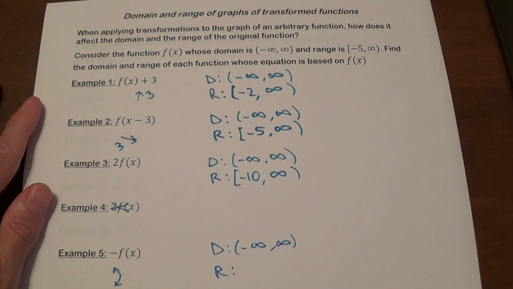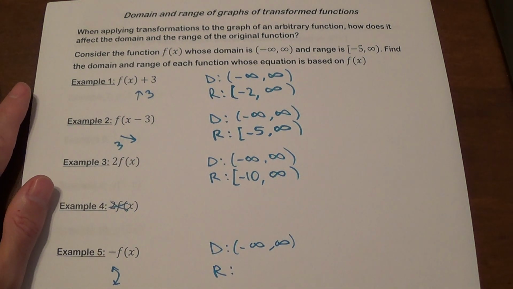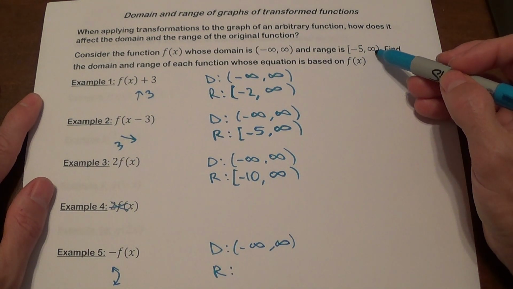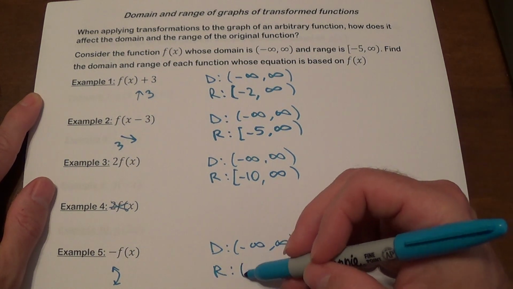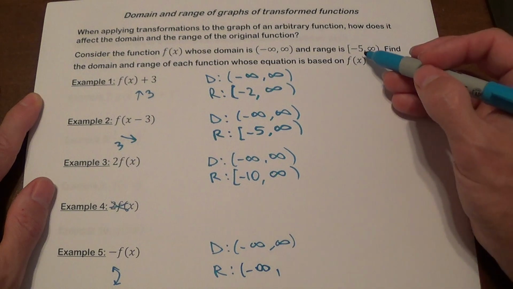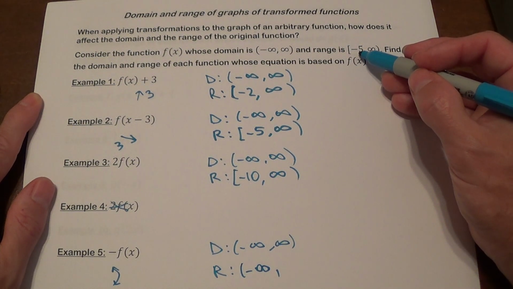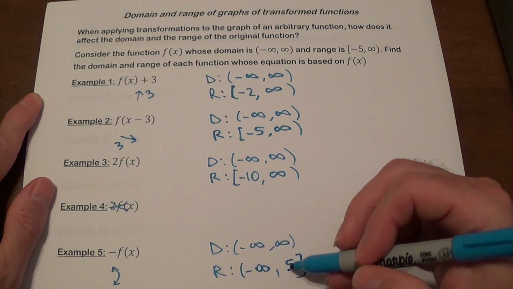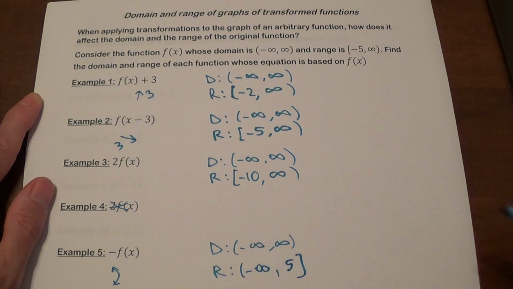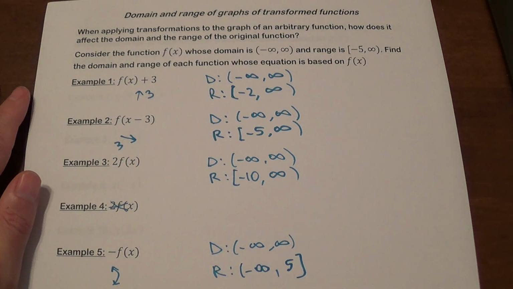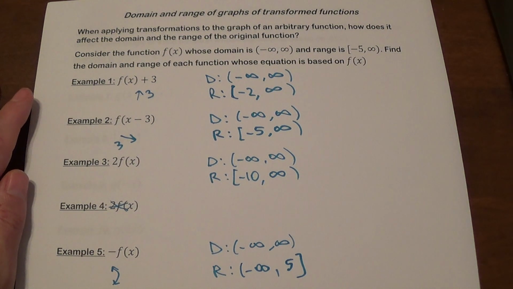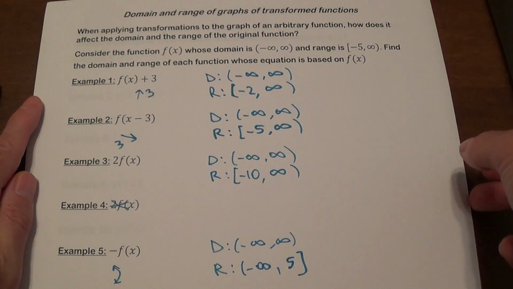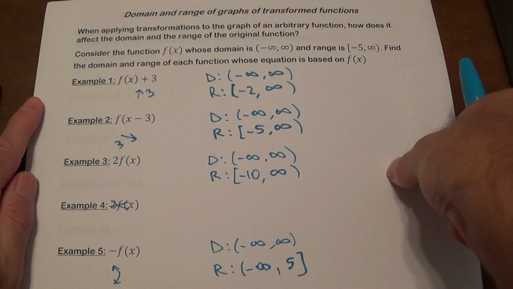The range is going to be flipped over, which means the highest value that we have, which is infinity, is going to flip and become negative infinity. And the lowest value that we had, which was negative 5, is going to flip and become positive 5. And because the lowest value is negative infinity and the highest is 5, they're going to switch the order. So this is how it works with this function. Let's go ahead and take a look at the next example.